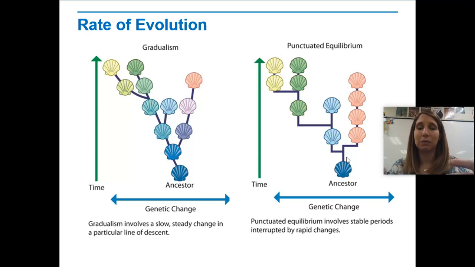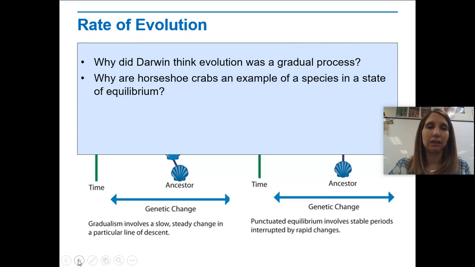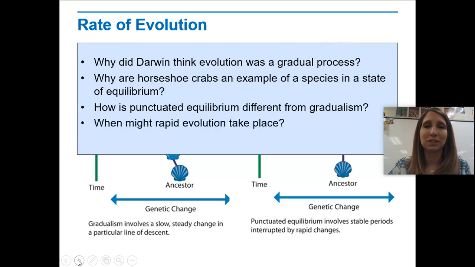And so punctuated equilibrium is emphasizing we have these points like here, right? And here, and these stand out in this diagram where we're getting these rapid increases in evolution over time. All right, so again, going back to those same questions, we just talked about them.